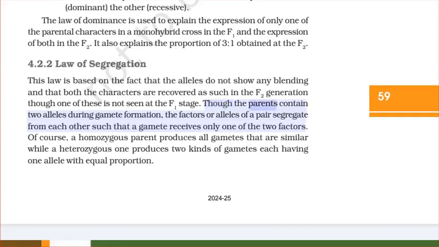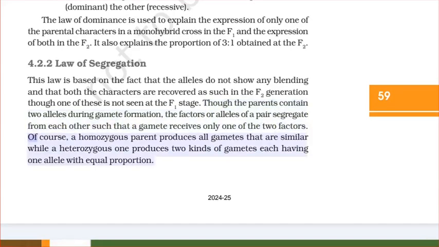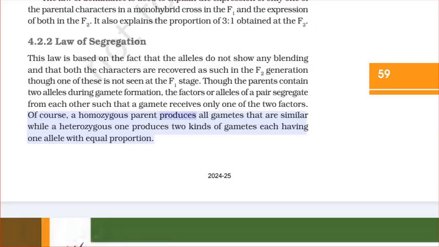Though the parents contain 2 alleles, during gamete formation the factors or alleles of a pair segregate from each other, such that a gamete receives only one of the 2 factors. Of course, a homozygous parent produces all gametes that are similar, while a heterozygous one produces 2 kinds of gametes, each having 1 allele in equal proportion.